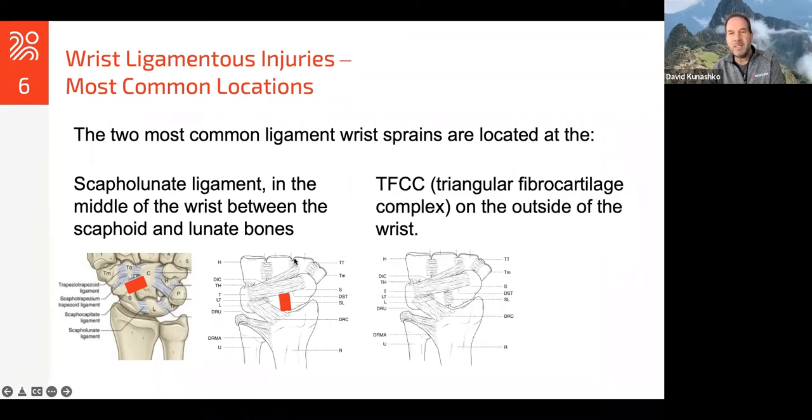And then earlier I mentioned the TFCC, or the triangular fibrocartilage complex. This is at the junction where the radius and the ulna meet together with the carpal bones. It's a complex because it's a couple of ligaments as well as a piece of fibrocartilage. And this is a really common problem, and it leads to a lot of difficulties with healing because cartilage is involved.